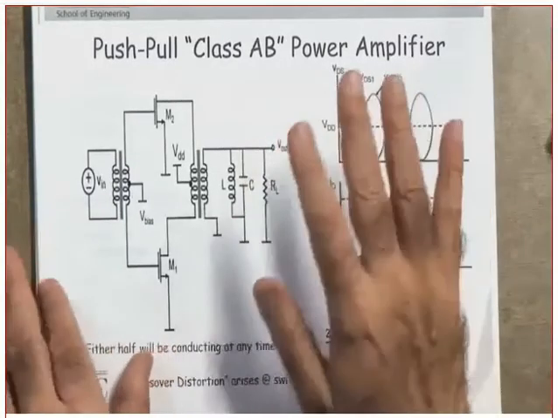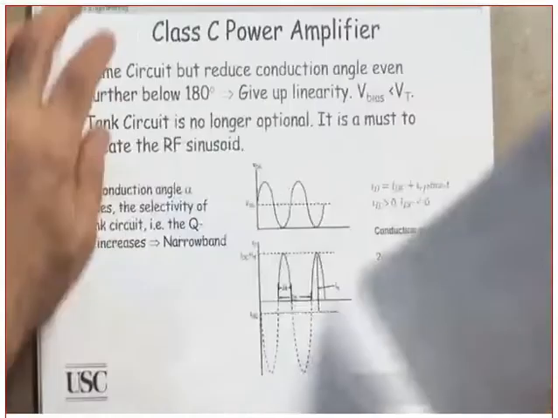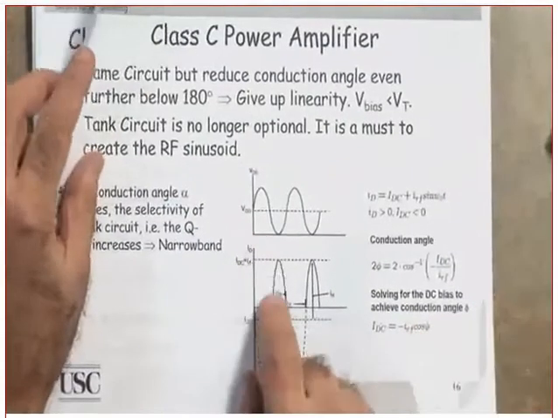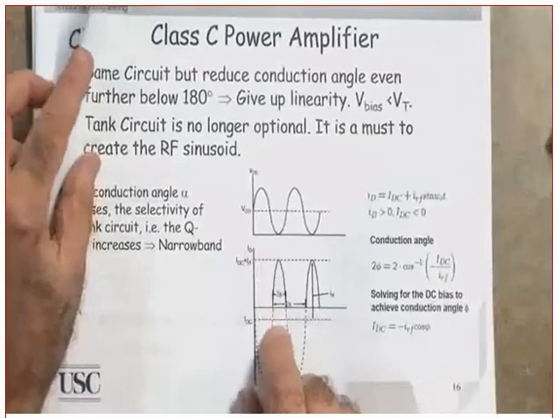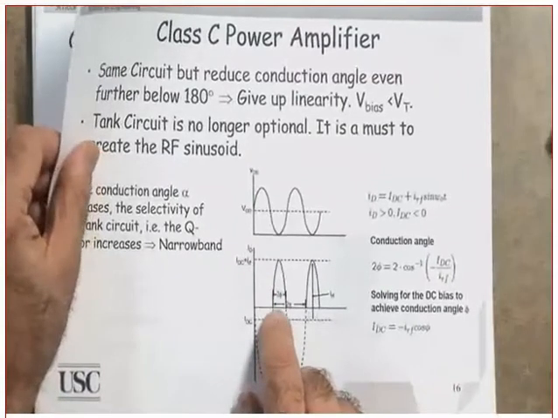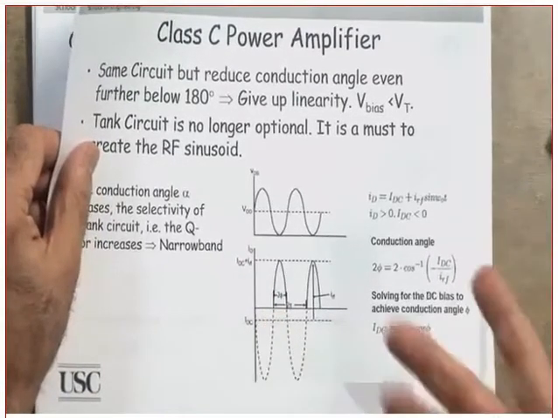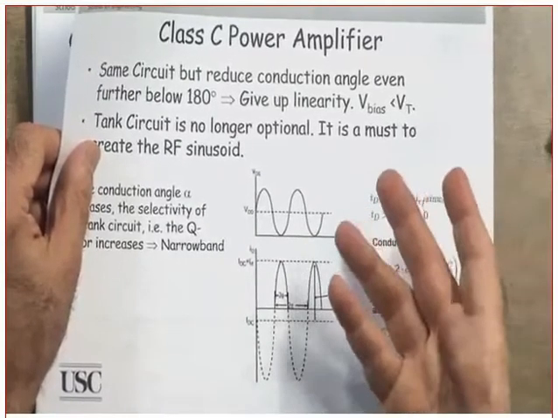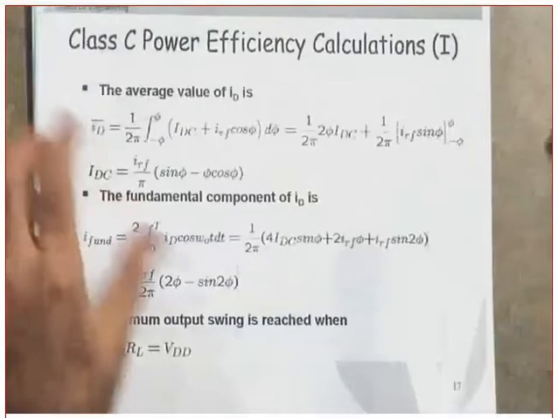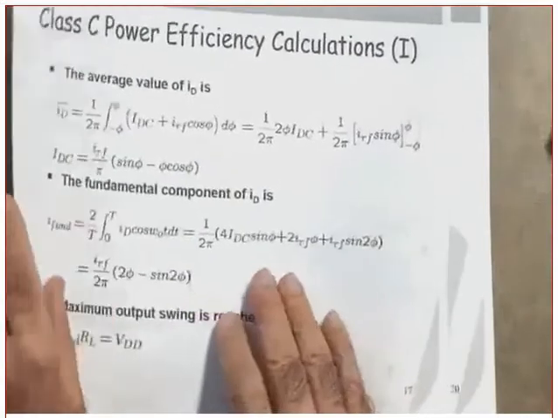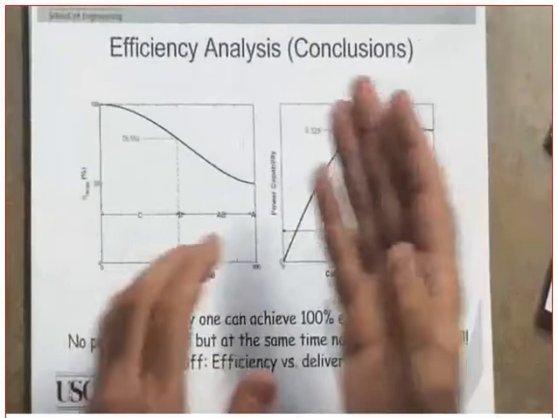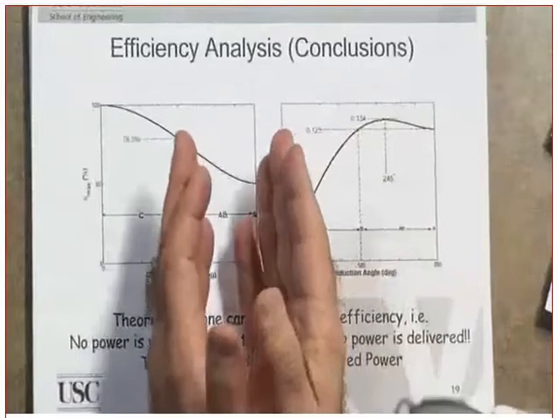Clear? I'll explain to you when we get to the switch power amplifier in just a second. This is a class C, and you can see that in a class C, the conduction is even less than 180 degrees, which means the duty cycle is less than 50%. You don't understand what a duty cycle means? Okay, good. We went through the discussion of all of these classes, the power and the power efficiency. The thing about Class C, what did we find?